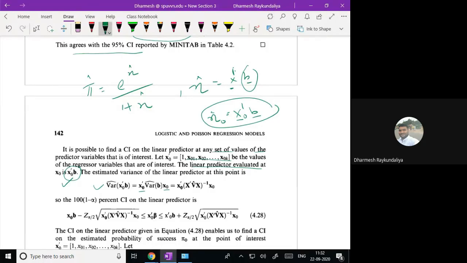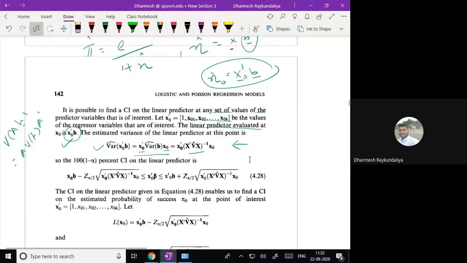We know that the variance of a b is equal to a variance of b a transpose. Similarly we apply it here, and the variance of b we have already calculated in an earlier expression. So we have this variance of b, and when you take the square root of the variance of x0 dash b, it gives the standard error of the linear predictor.